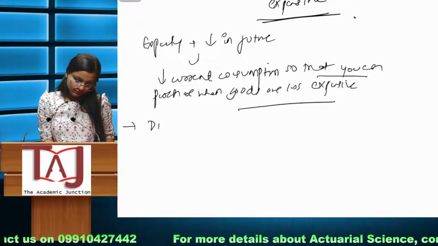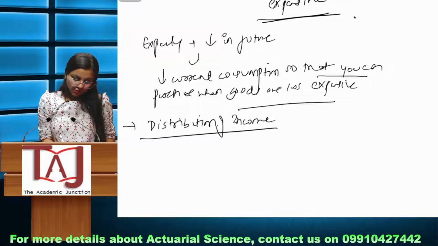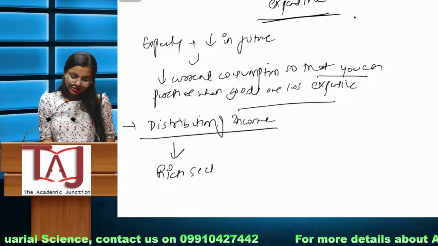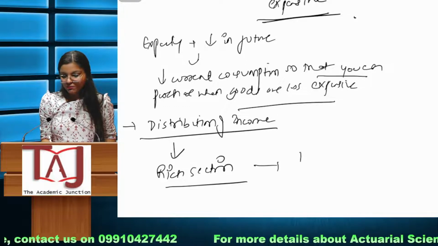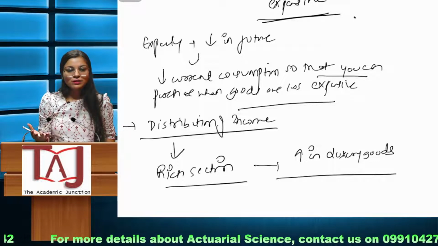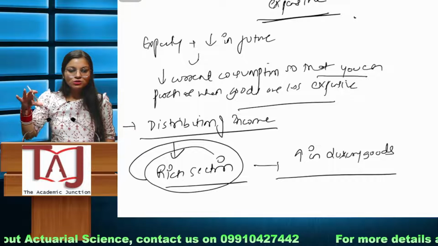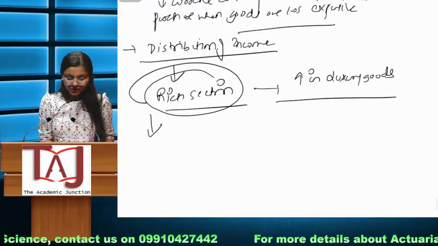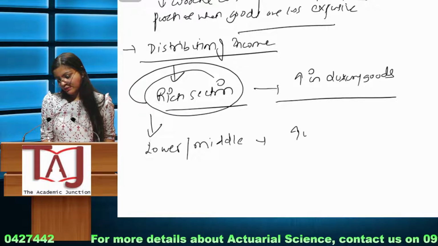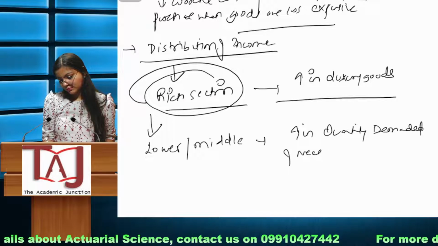The last factor is distribution of income. If income is distributed in such a manner that the majority of the income goes to the rich class, if the rich section has more income, there will be more increase in demand for luxury goods. Because what will the rich consume? Those goods which are not necessities, since they already have those. There will be an increase in demand for luxury goods if a major proportion of income lies with the richer section of the population. If the major share of income is in the hands of the lower or middle section, then there will be an increase in the quantity of necessity goods.